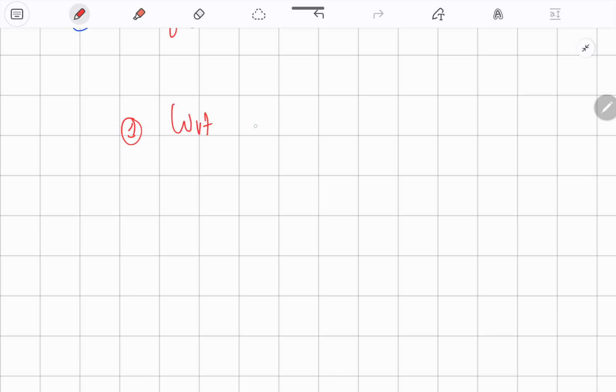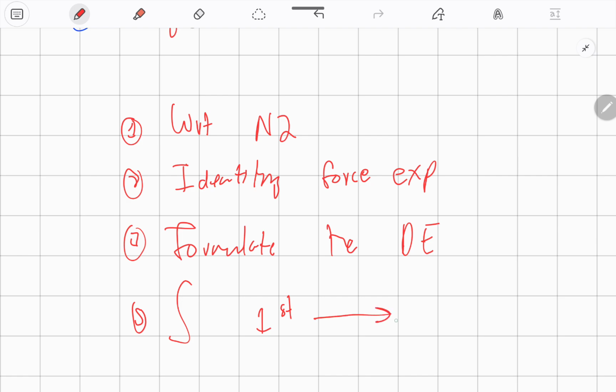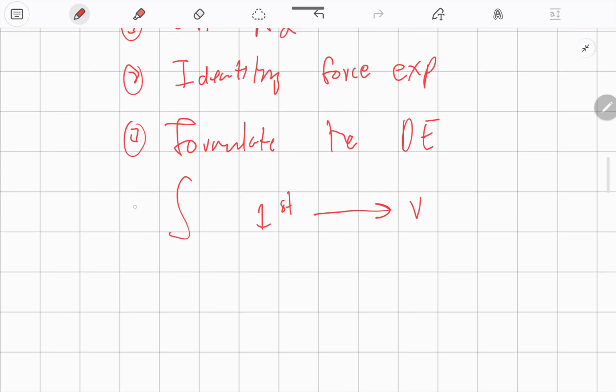First of all, it will be writing Newton's second law, right? Please note this one. Second one will be identifying forces, force expressions. Third, you'll have to formulate the DE. DE is differential equations. Fourth, you'll have to integrate the first time. You remember integrating the first time will give you what? A velocity.